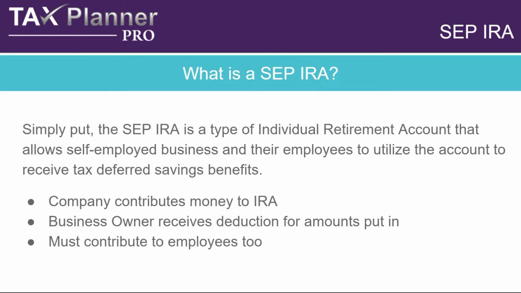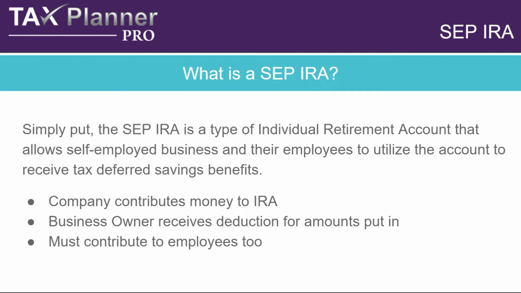So let's define what a SEP IRA is. It is an individual retirement account. It is only available to self-employed businesses and their employees. Self-employed is a sole proprietorship, partnership, S corporation. You have to own your own business to use a SEP IRA. It does not mean you can't use a traditional IRA or a Roth IRA too. Those are still available to you, but this is a much more powerful vehicle because of the amount of money that you can put into it pre-tax.